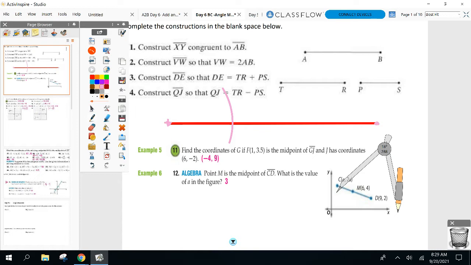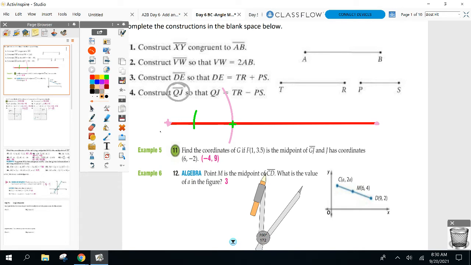So there are a couple different ways right now. I can measure PS. I see a lot of students start here and subtract it from TR right here. So let me put a different arc right there. So I've subtracted off PS. My result, which according to my directions I have to call QJ, would be right there. That's one way to do it.